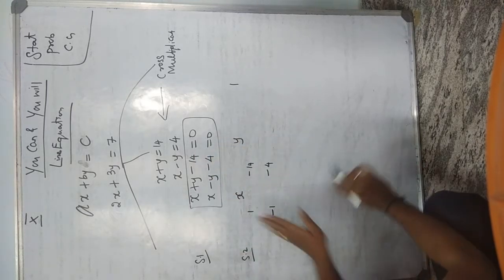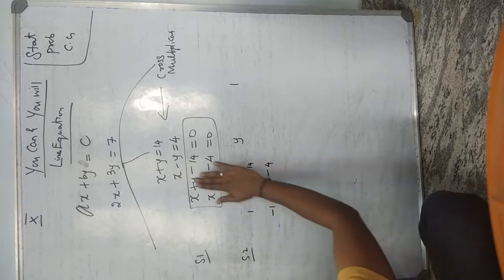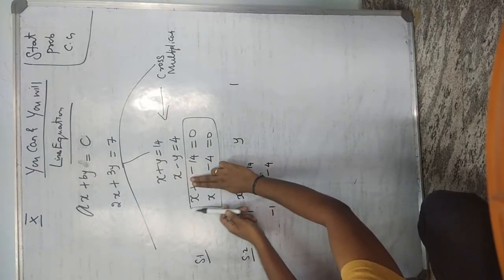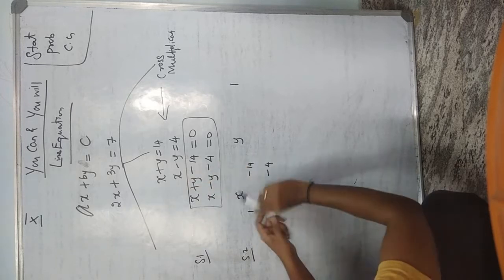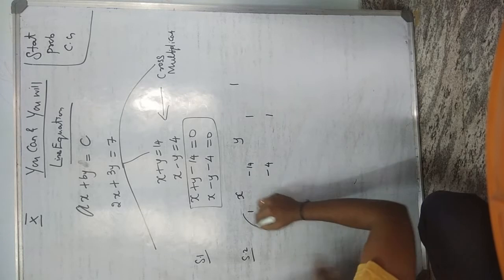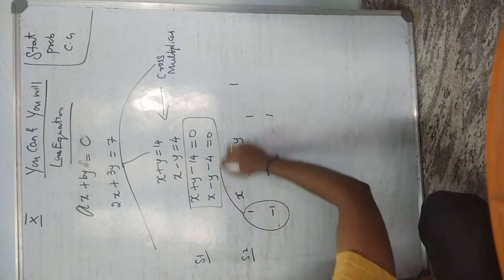Next I will close y. What is the coefficient of x? 1. And here the coefficient of x? 1. So put the coefficient of x, 1. And copy this 1 comma minus 1, copy here.